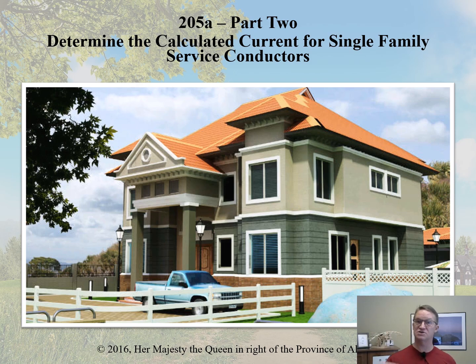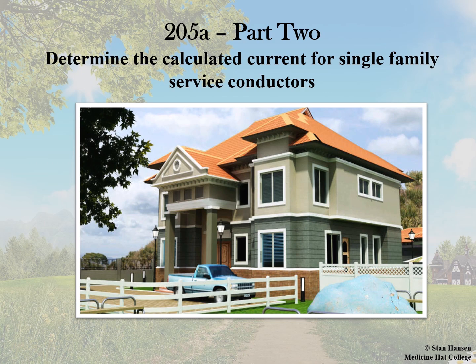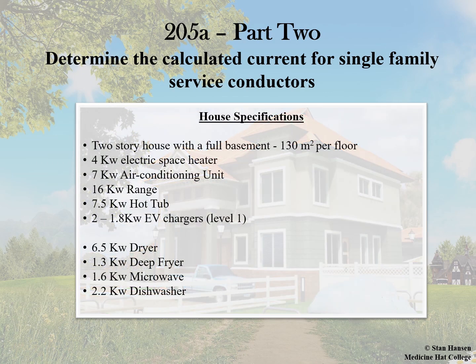We are going to use that information again to discover the minimum ampacity of my service conductors. Let's take a look at this single family house. This house is a 2-story house with a full basement and each floor is 130 square meters. We're also going to include a 4 kilowatt electric space heater, a 7 kilowatt air conditioning unit, a 16 kilowatt range, a 7.5 kilowatt hot tub, 2 EV chargers, a dryer, deep fryer, a microwave, and a dishwasher.